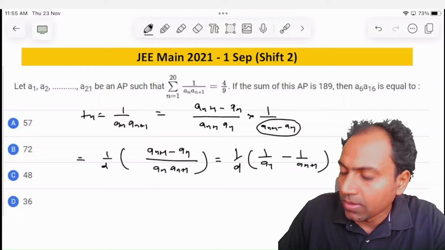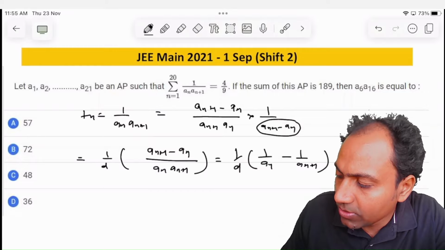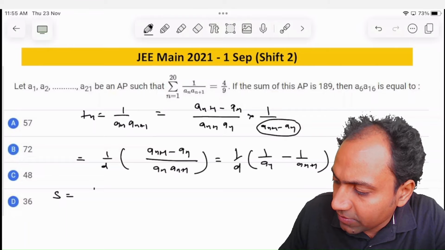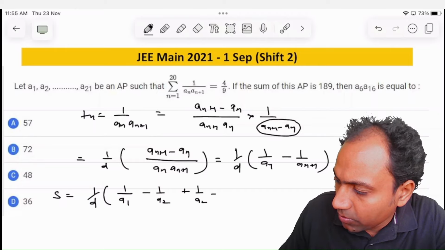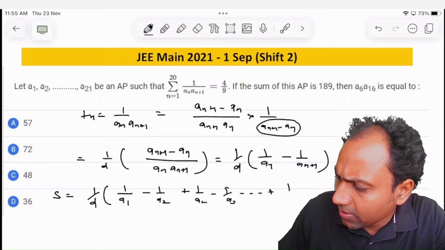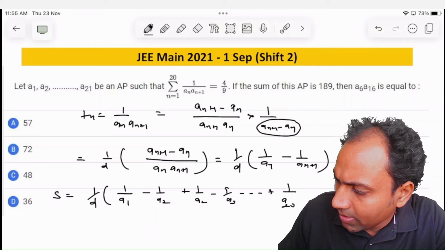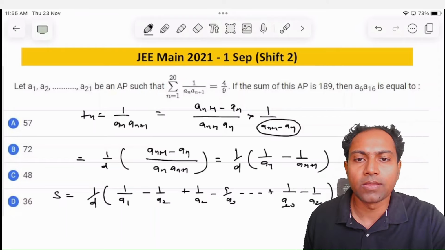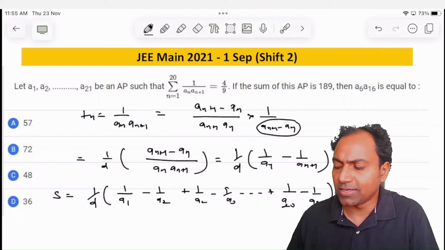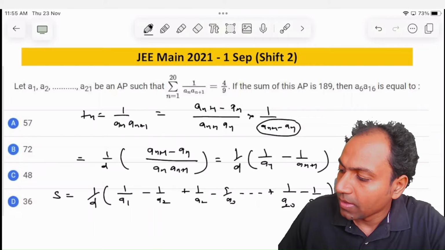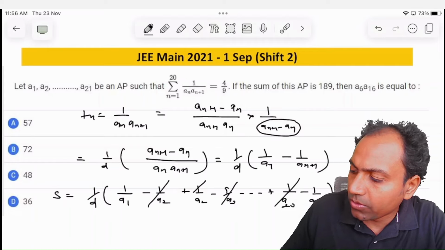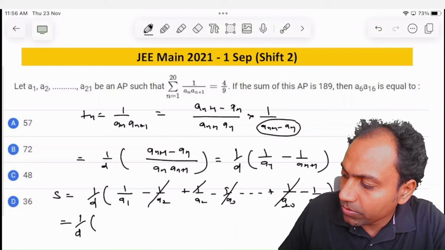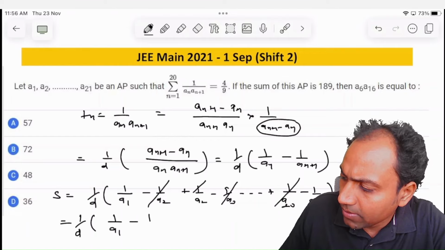If I write the whole series using this concept, this is how the series looks. It will start with the first term, so 1 by d we can take out. The first term becomes 1 by a1 minus 1 by a2. The next term becomes 1 by a2 minus 1 by a3. And it will go till 1 by a20 minus 1 by a21. Till here we can write the whole series. Once we have written this series, what we will observe in this question is that the alternate terms are getting cancelled out. So all of this will get cancelled out, and towards the end what we are left with is 1 by d into 1 by a1 minus 1 by a21.